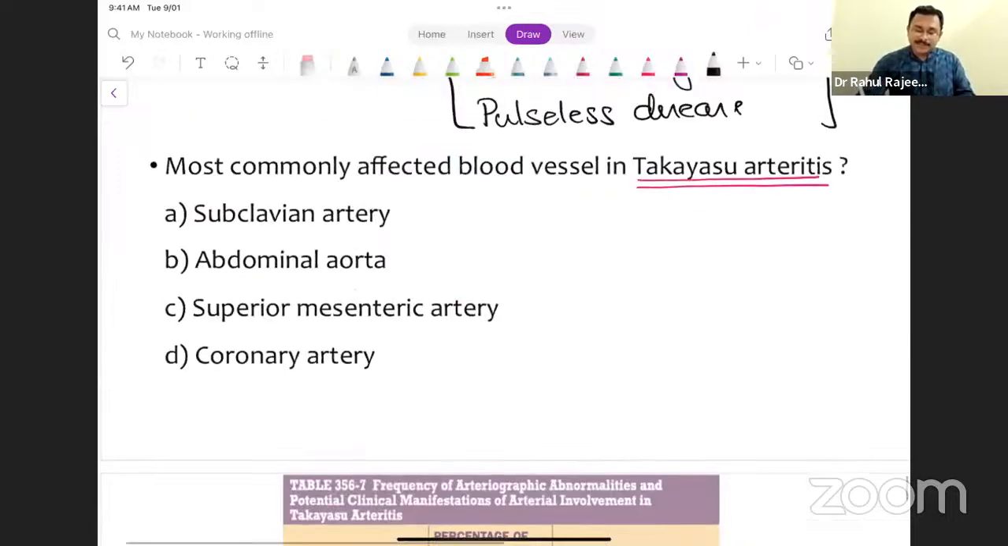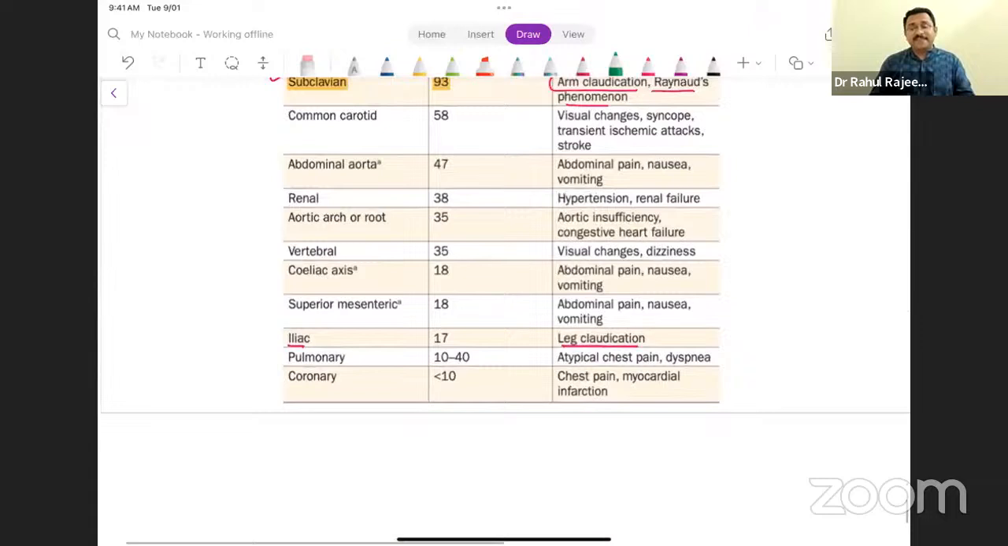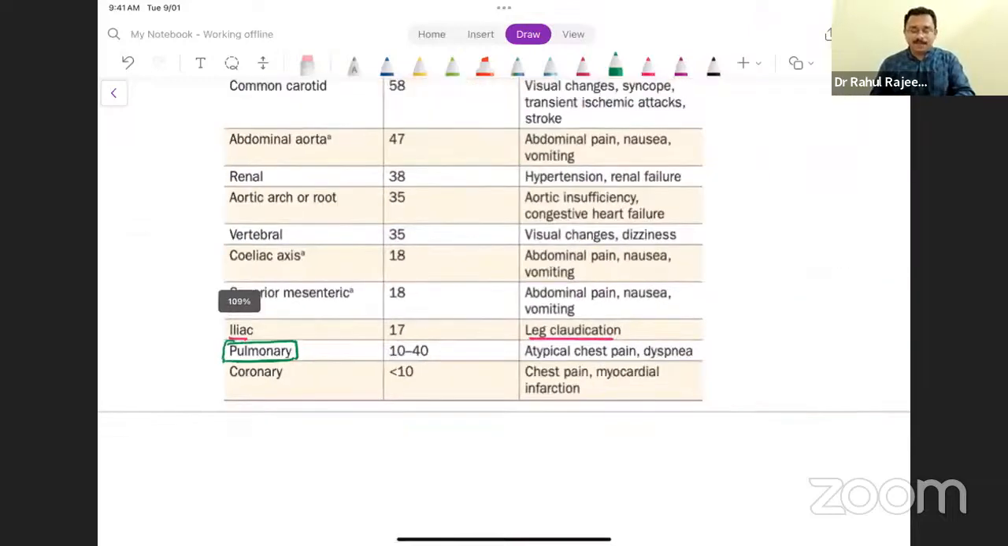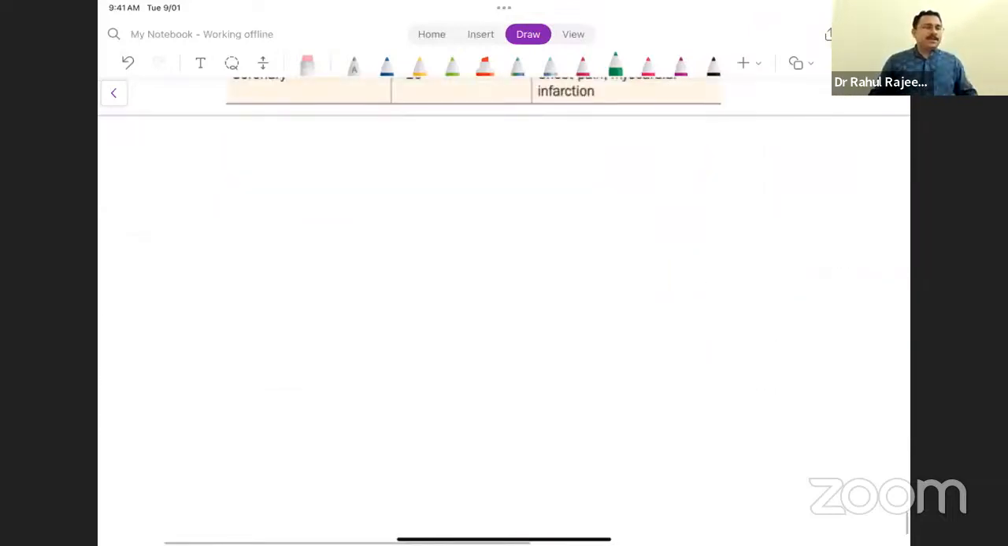Okay, so what is the answer here? The most common blood vessel that is involved is the subclavian artery. I have also seen one question where they have asked least commonly affected blood vessel. And the answer at that time was actually pulmonary artery. Actually, coronary is even less frequently involved. But in that NEET PG question, they gave the option as pulmonary and coronary was not there. So if coronary is there, that is the least commonly involved blood vessel. But otherwise, the second least common blood vessel involved is the pulmonary artery.